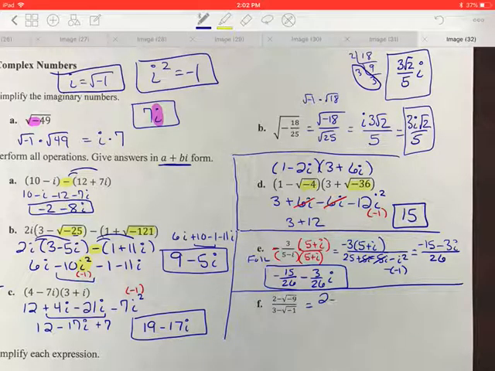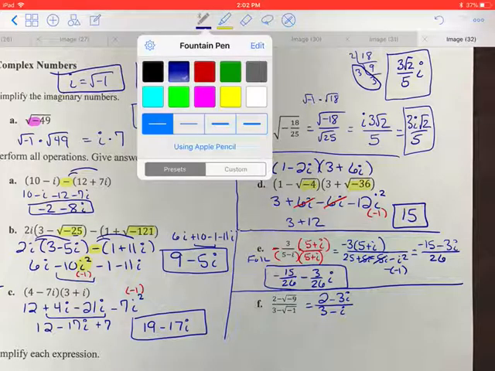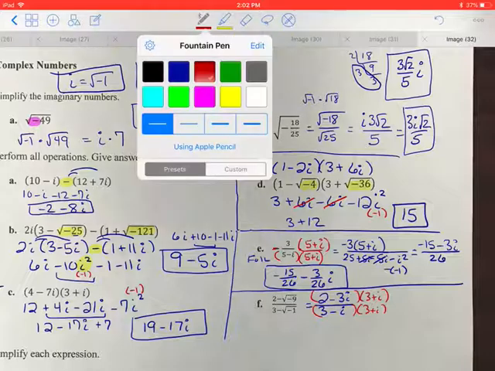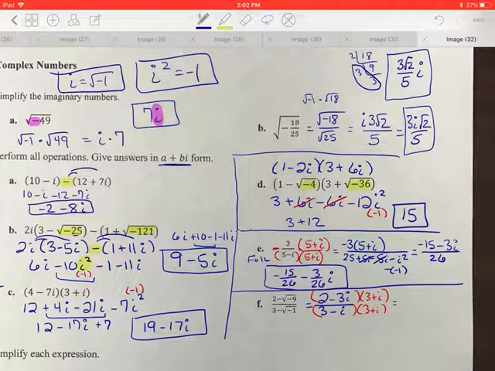All right, so f is the same idea, but I do need to rewrite this first. This is going to be 2 minus 3i over 3 minus i. All right, so I need to multiply by the conjugate on the bottom. I'm trying to get rid of the i's on the bottom. So I'm going to have to FOIL the top and FOIL the bottom.